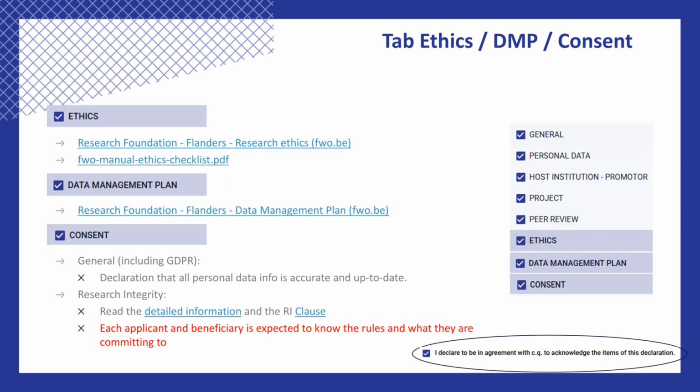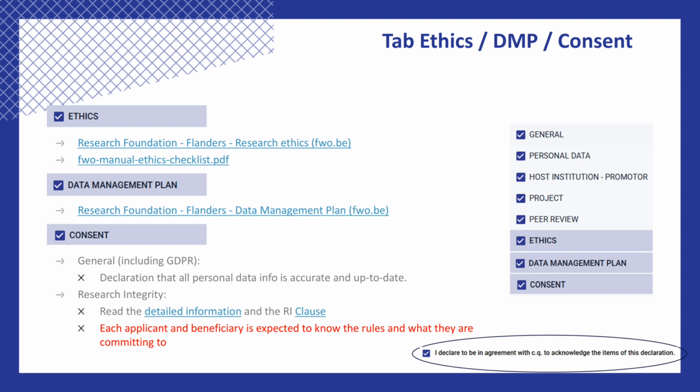The 3 last tabs consist of the Ethics, Data Management and Consent forms. The FWO Ethics Questionnaire lists questions about possible ethical aspects in the research proposal. We expect you to complete the questions truthfully. For more information on each of the ethics issues and how to address them, check the FWO webpage on research ethics and the guidelines on the FWO's ethics checklist.